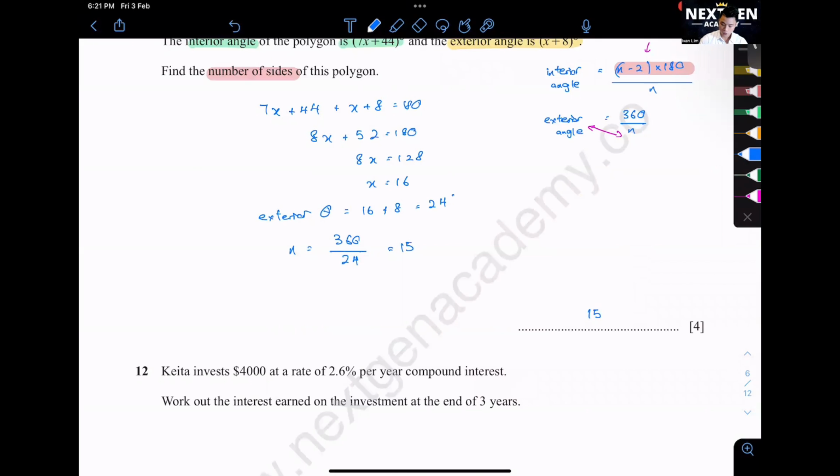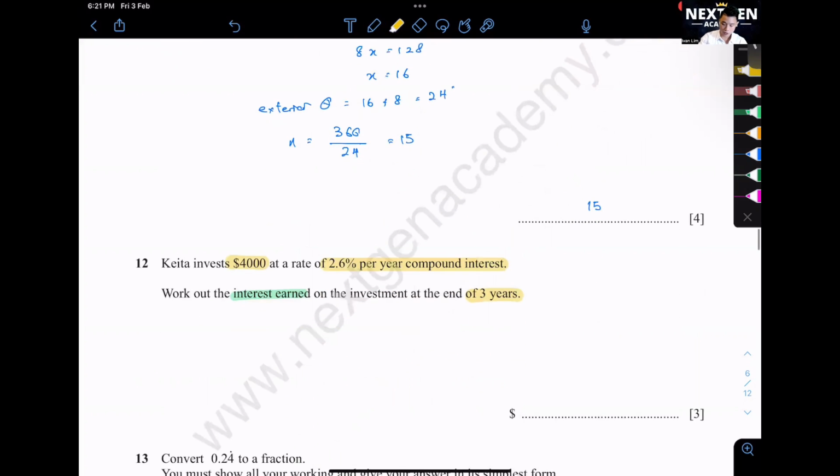Okay, question 12. Kita invests $4,000 at a rate of 2.6% per year compound interest. Work out the interest earned on the investment at the end of 3 years. Okay, what is the compound interest formula? This is going back to your chapter 1, simple interest and compound interest. Very good. This one, memorize it.